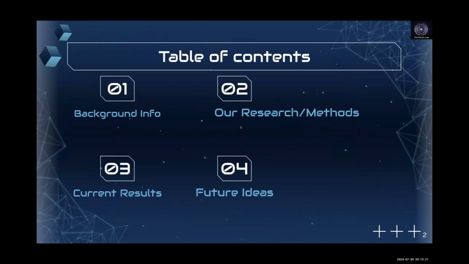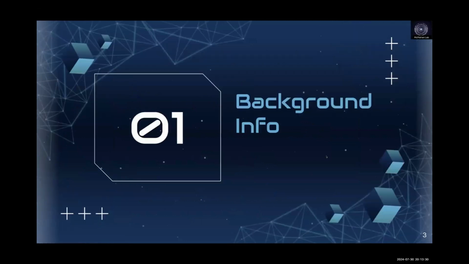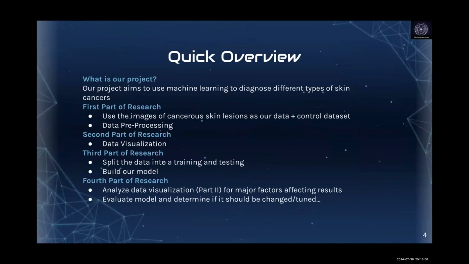So a little overview of what we're going over: just some background info, then our methodology so far and our current results, and then some future plans we have. So for our background info, what is our project aiming to do? It's basically just diagnosing skin cancer using machine learning.